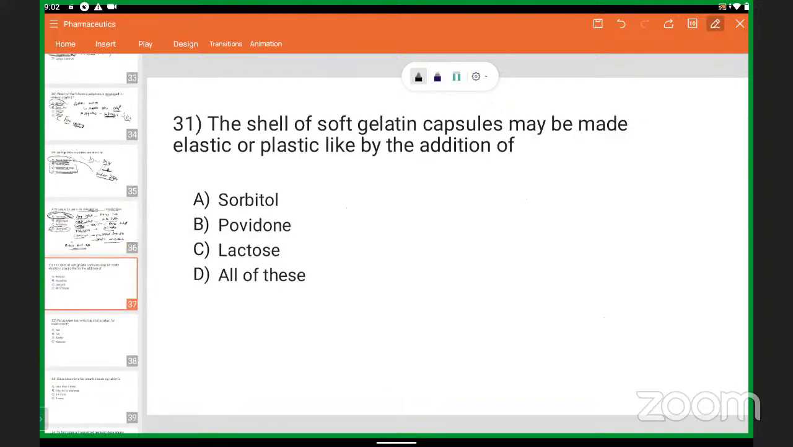The shell of soft gelatin capsule may be made elastic or plastic by addition of. Okay, so there are quite a lot of agents that enhance plasticity or provide plasticity to the shell. We will cover some of the agents that we are normally using in soft gelatin capsules. So sorbitol, option A, is the right answer for this question.